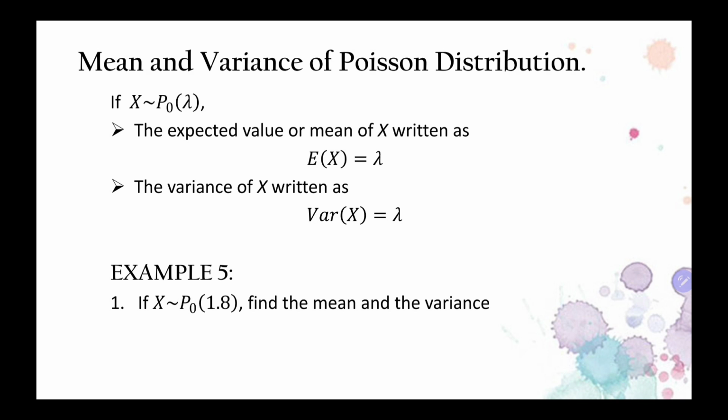Mean and variance of Poisson distribution. For Poisson distribution, our expected value or mean equals lambda, and the variance for Poisson also equals lambda. We look at example 5, number 1. If X is Poisson distributed with lambda equals 1.8, find the mean and the variance. So the mean or E(X) expected is lambda, 1.8, and the variance also equals 1.8. Lambda refers to both mean and variance.